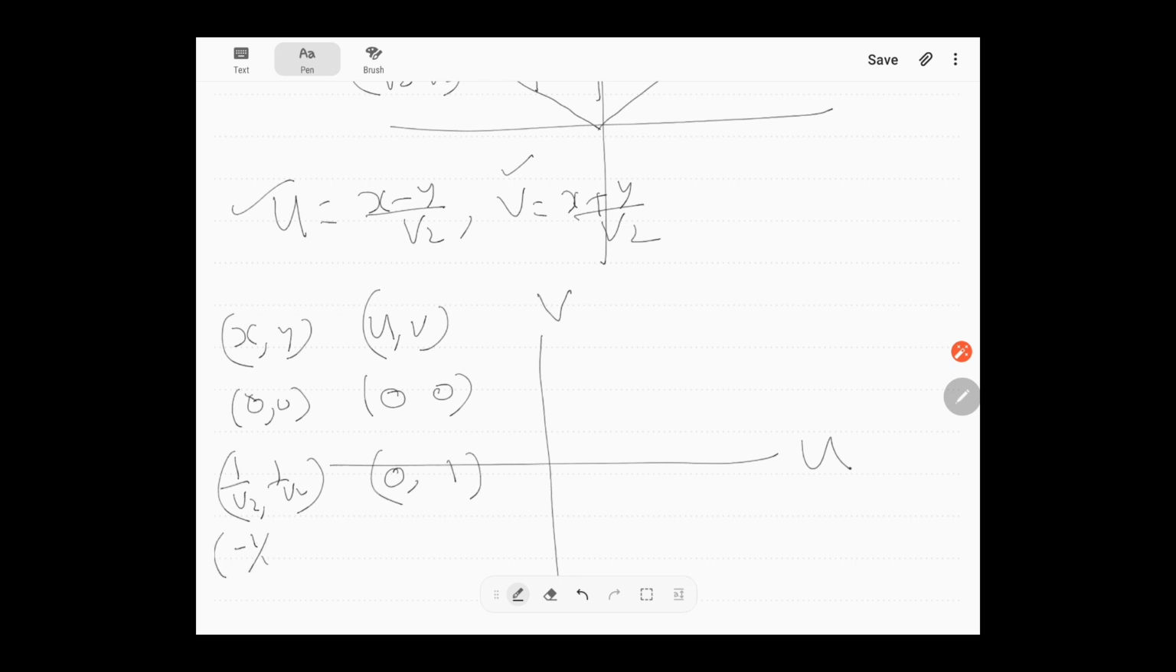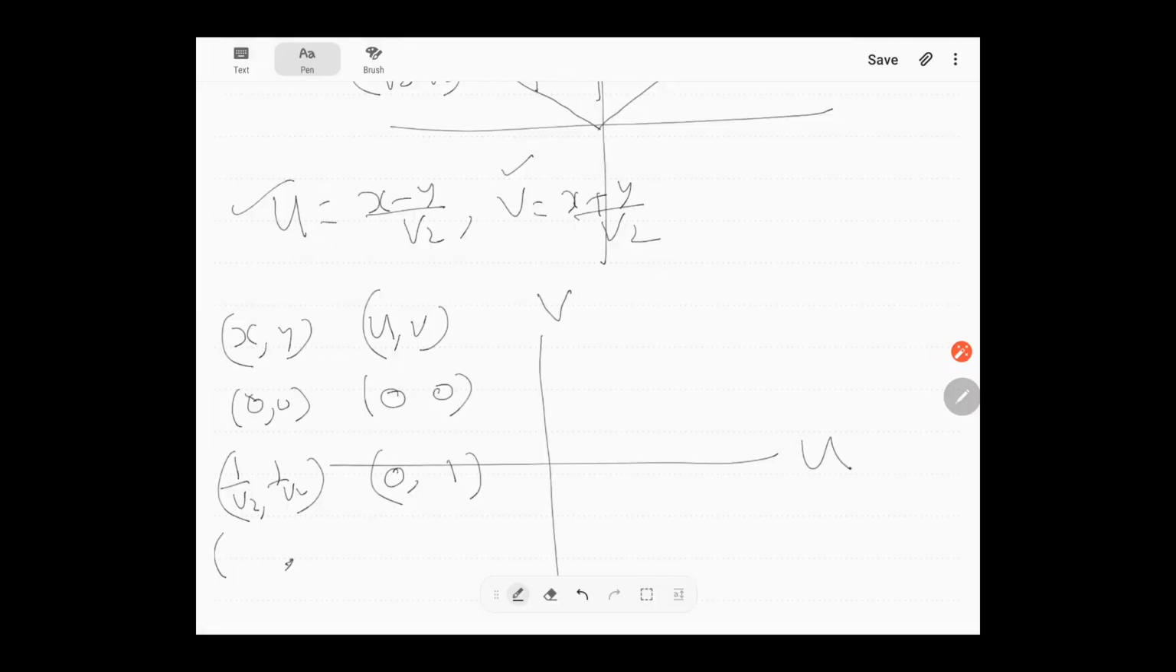Similarly, if I have another point, 0, root 2, then with x minus y by root 2, the u value will be 0 minus root 2 by root 2, which is minus 1, and with x plus y by root 2, that will be root 2 by root 2, which is 1. So minus 1, 1 is the other point.